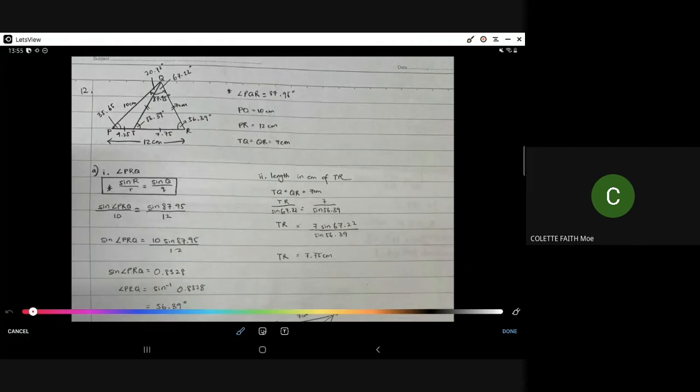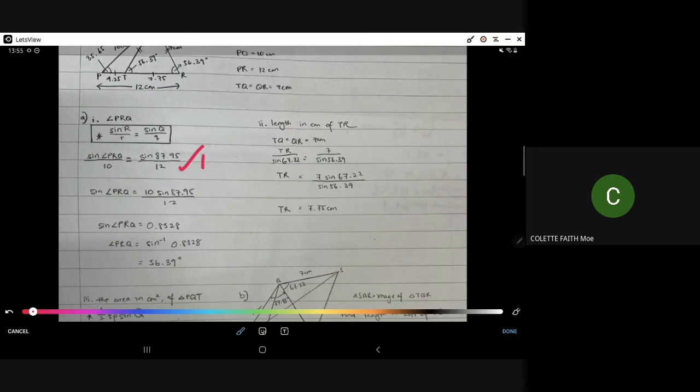So for the first question, they want to find PRQ. So we use the formula, which is actually listed in the formula list. Then we sub in the information that we have. So sine PRQ over 10 is equal to sine 87.95 over 12. Then we move things around to get the answer, which is 56.39 degrees.